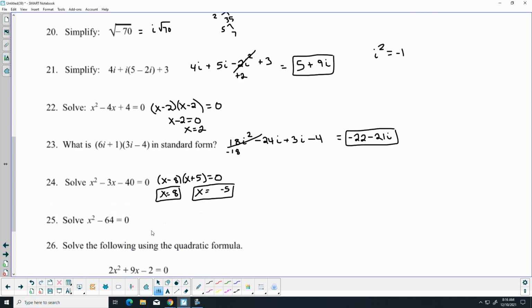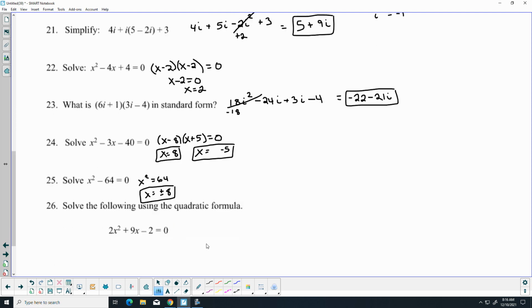All right, number 25. This is very similar to one that we had just done, but instead of a plus, we have a minus. I'm just going to add 64 to both sides, and then take the square root, plus or minus 8. There are two answers there, positive 8 and negative 8.